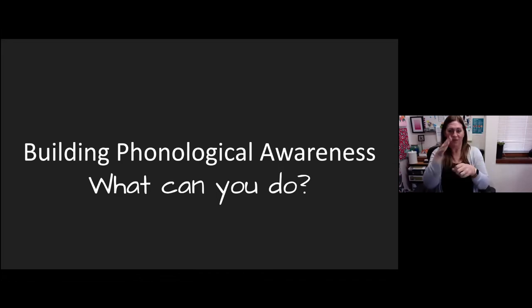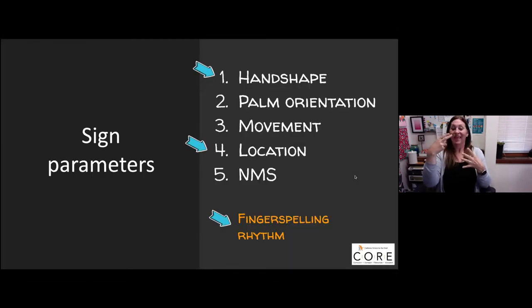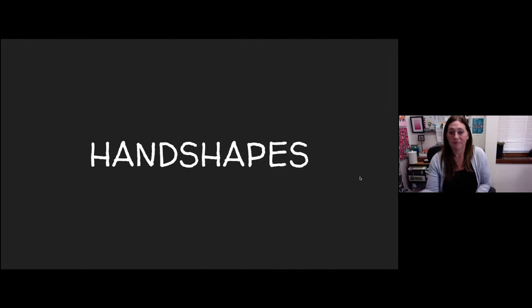what can you do? I'm going to cover four different points. So let me set this up. Okay. So hand shape is one, location, finger spelling, and rhythm. Those are some easy things to incorporate in your lesson plans, your activities at home, and how you speak with your child. They're very easy to incorporate, and I'll give you some examples so that you can have an idea of what to do.